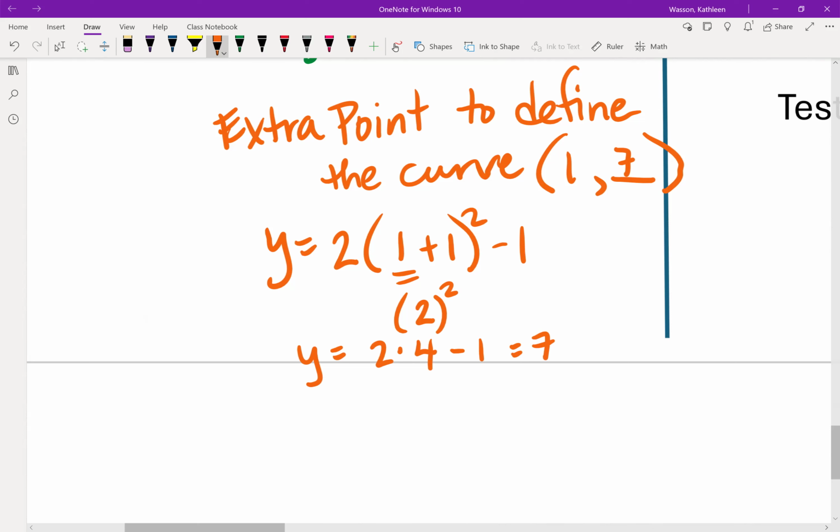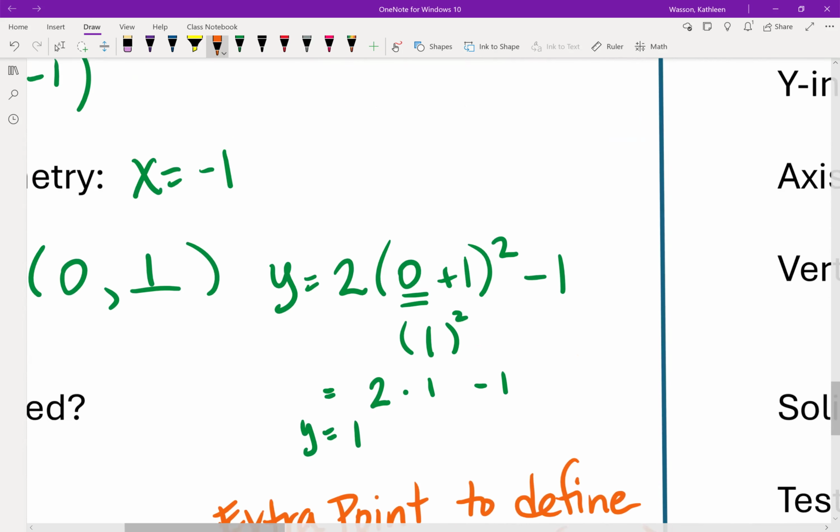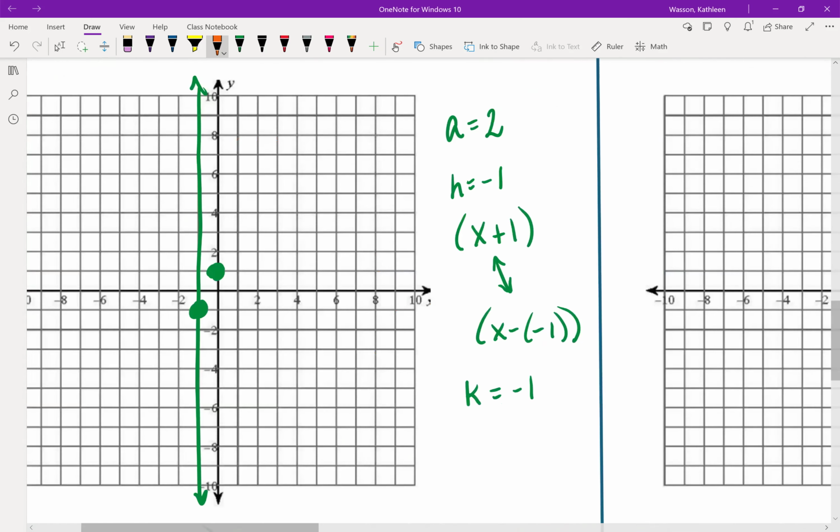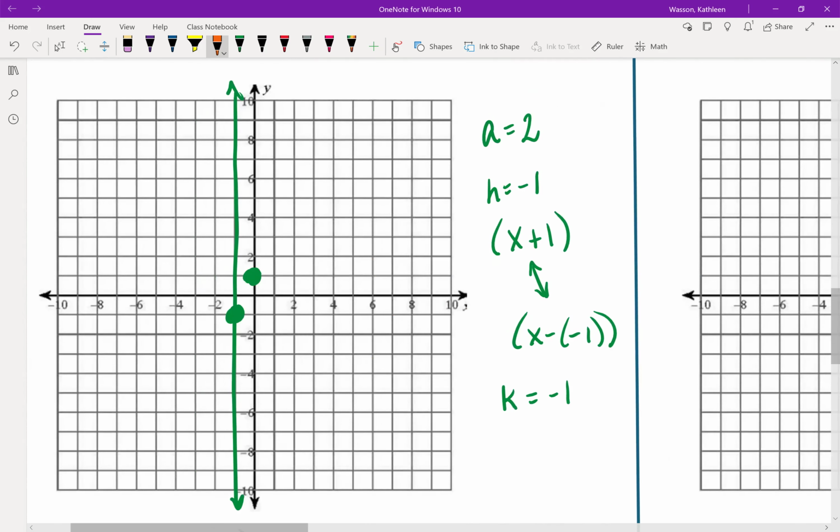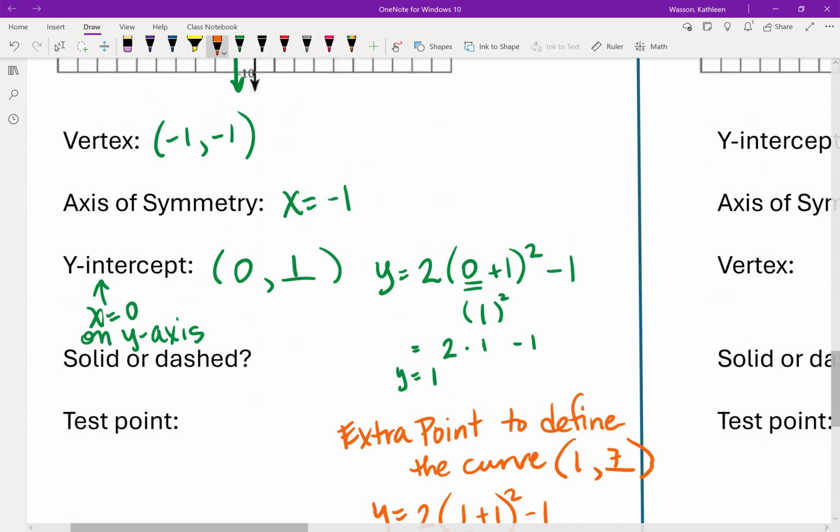And you can plot that point. Well, with a little imagination, you can plot that point. It doesn't fit exactly on this graph. Oh, yes, it does. Okay, (1, 7). So here's my extra point. And then I can draw in my curve.